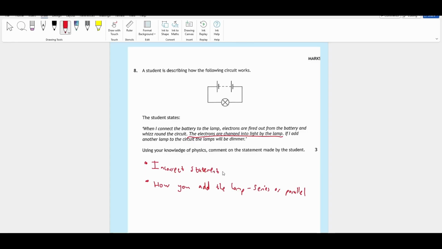So these are 2 things that I think you could talk about. Obviously, this is not an exhaustive list. As long as you qualify your answer, you should get the marks.